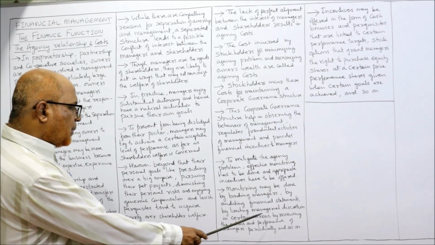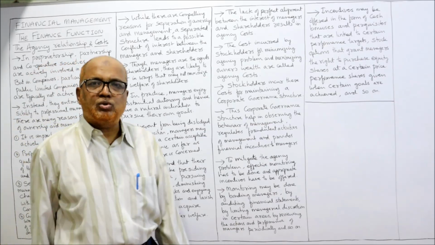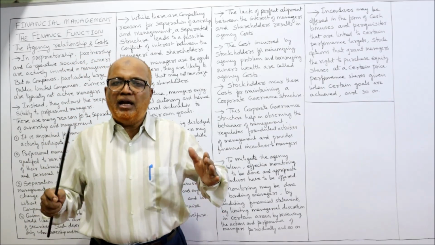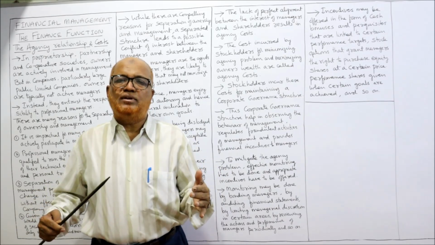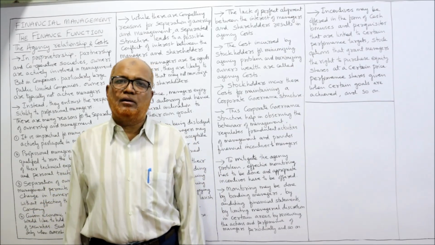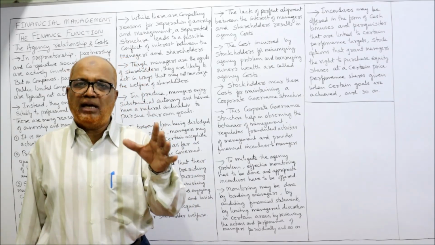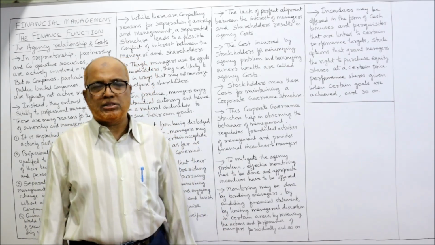And by reviewing the actions and performance of managers periodically, and so on. From time to time, meetings should be conducted, and in that meeting, review of all the managerial activities should be done periodically. In this way, we are able to mitigate the agency problems by incurring agency costs.